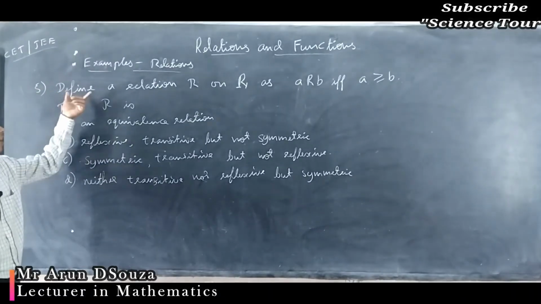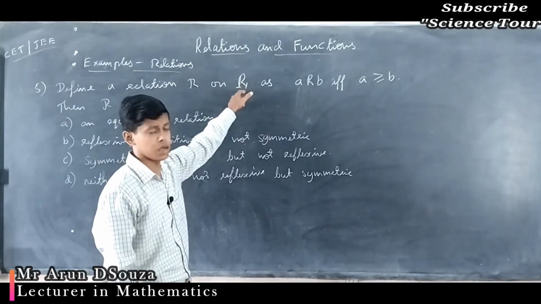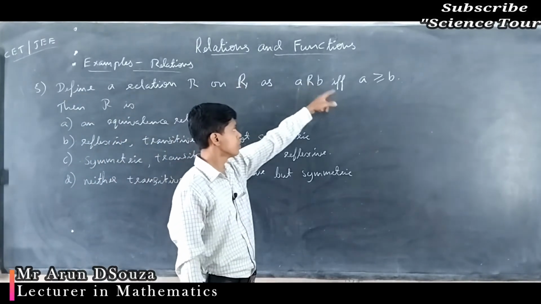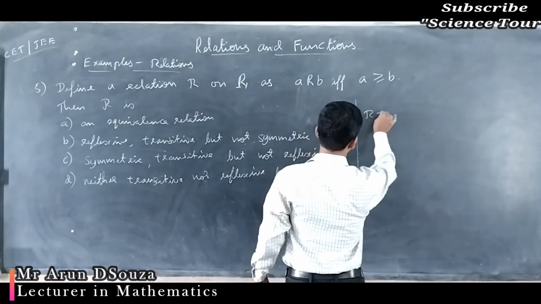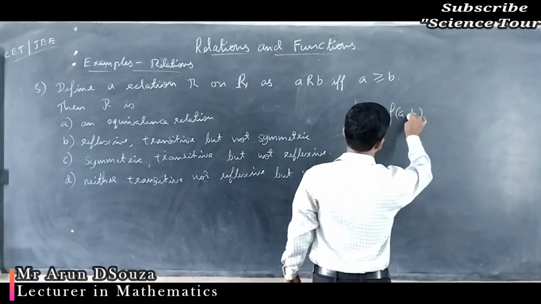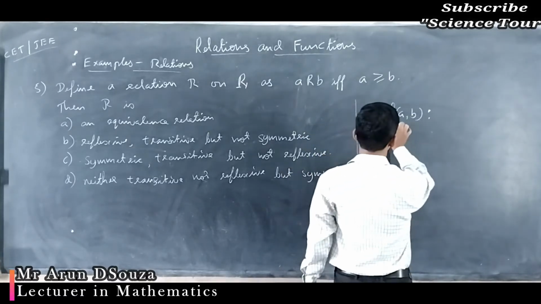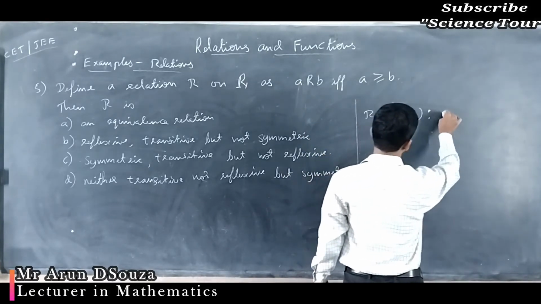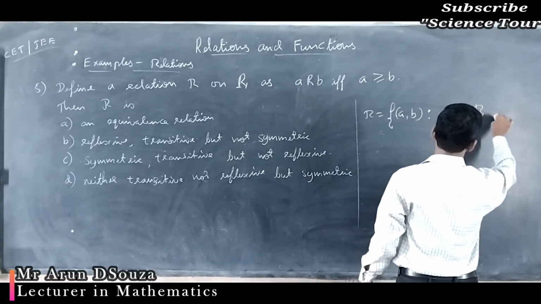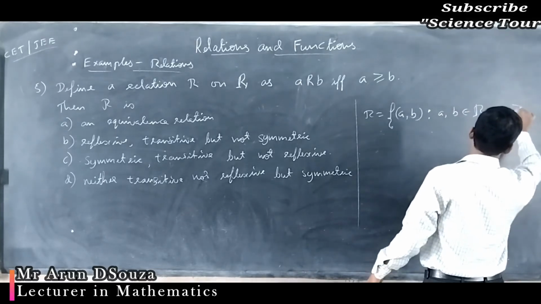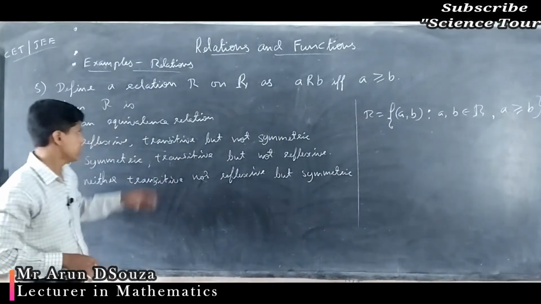Let's look at question number 5. Define a relation R on R. What is this R? Set of real numbers. A is related to B if and only if A is greater than or equal to B. So how do you write that relation in normal terms? In the set builder form you can write it this way: the set of all A comma B where A and B belong to the set of real numbers and A is greater than or equal to B. So that's the way you can write the relation, and you have these options.